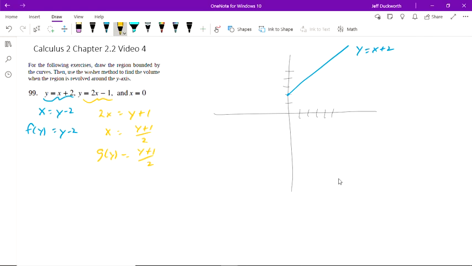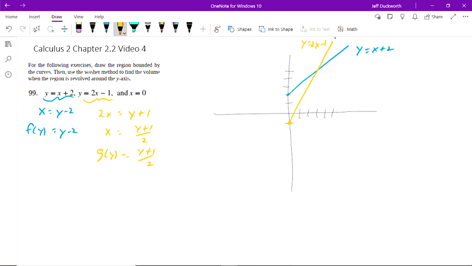Okay, the orange one, y equals 2x minus 1. At 0, we have negative 1, and this is going to go up in a much steeper fashion. So this is y equals 2x minus 1.